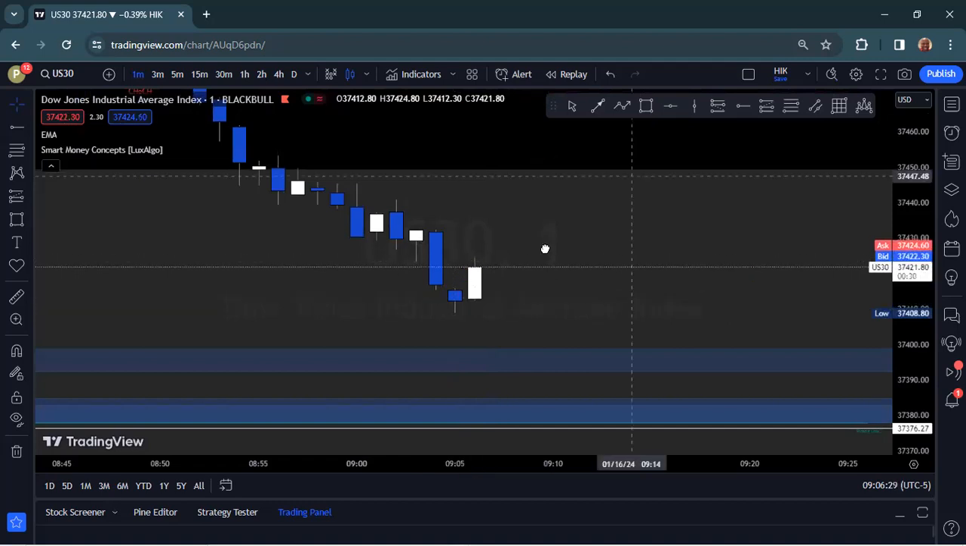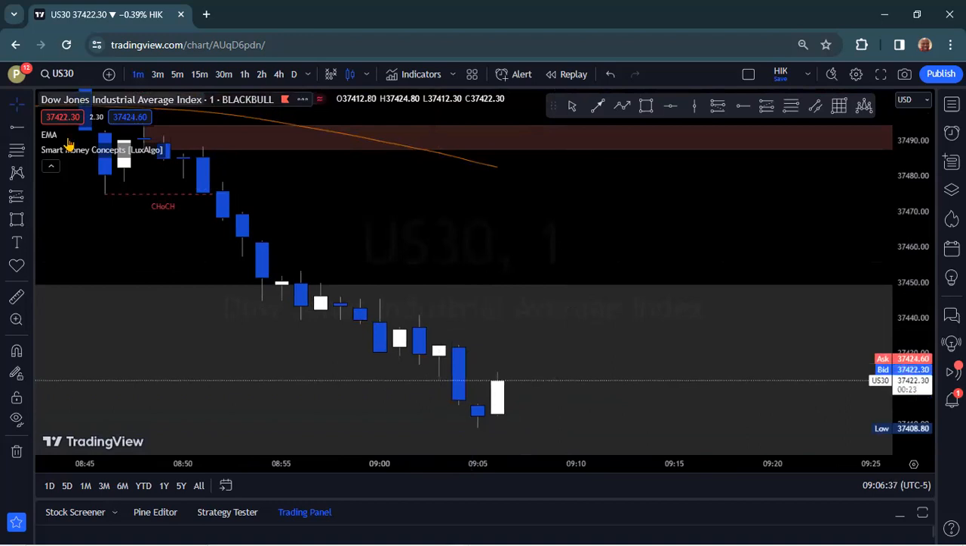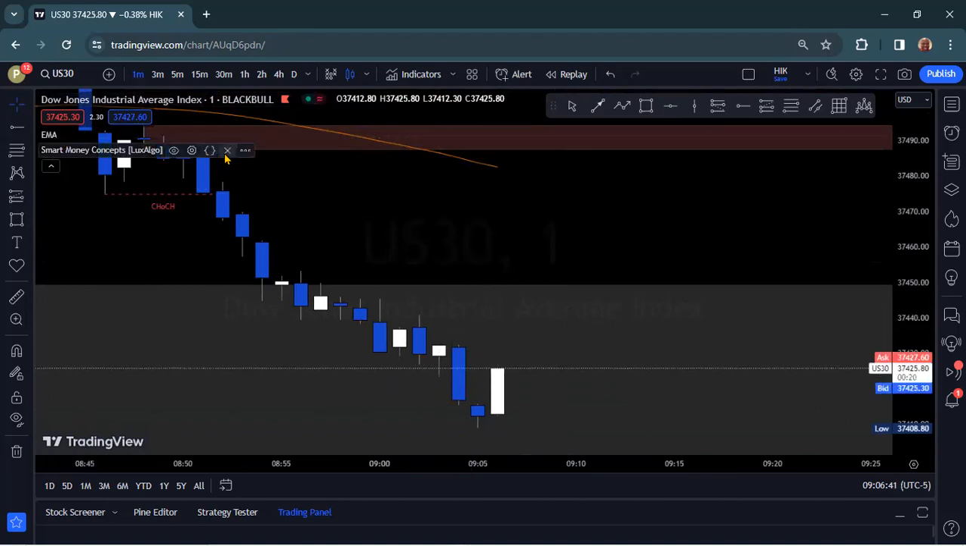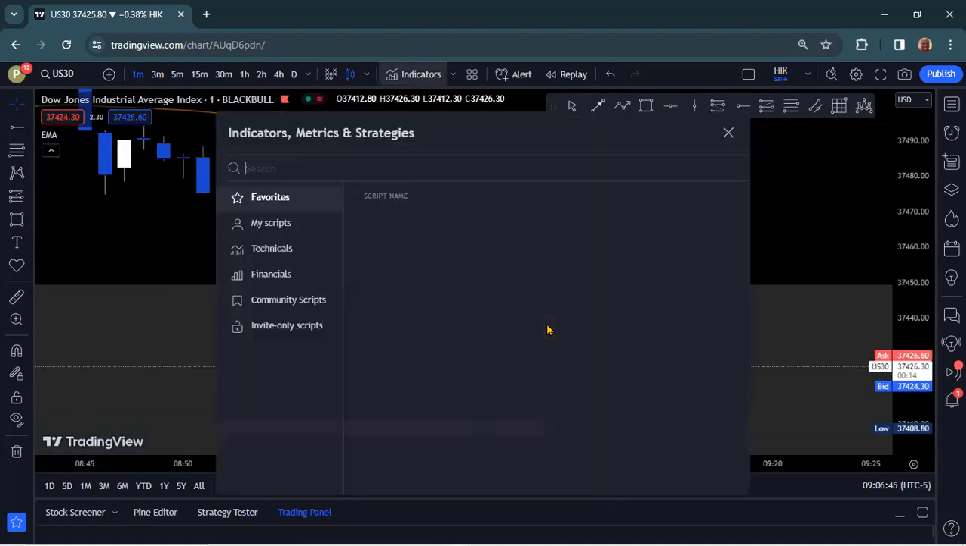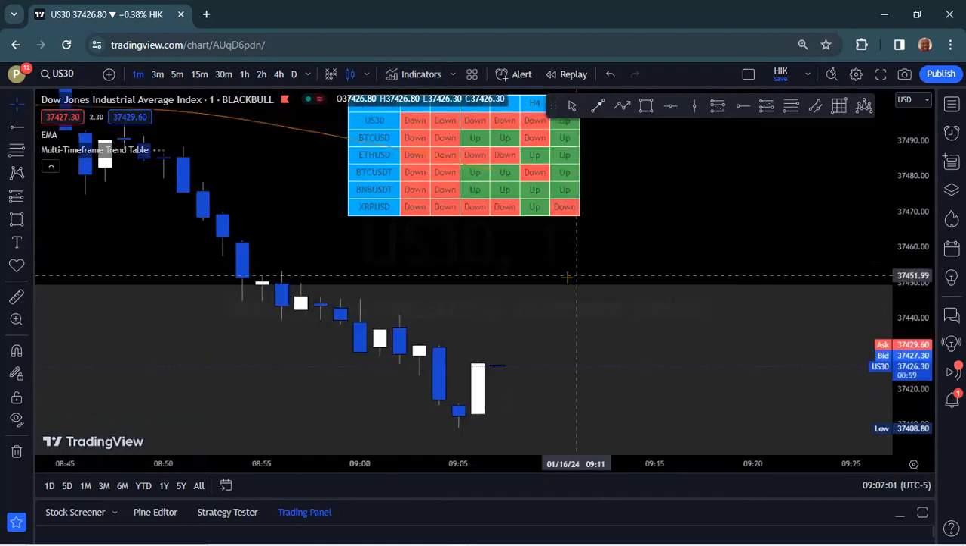Now, another tool I use just to give me direction is, I'll take off the EMA real quick, and take off the Smart Money Concepts, and then I'll put on this indicator, which is the multi-time frame trend table, by this creator right here. I'm going to put this on the chart real quick. It's going to tell me what trend we're at.